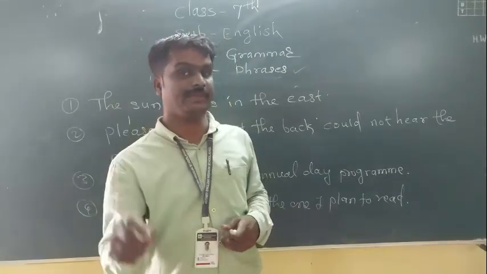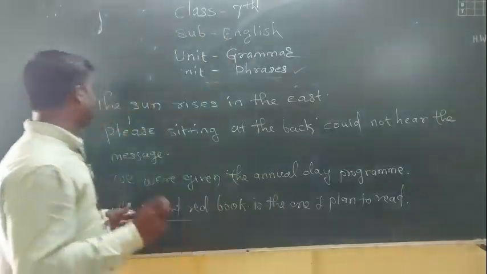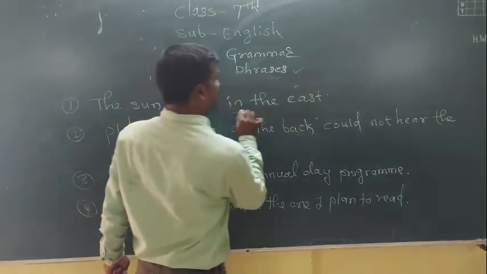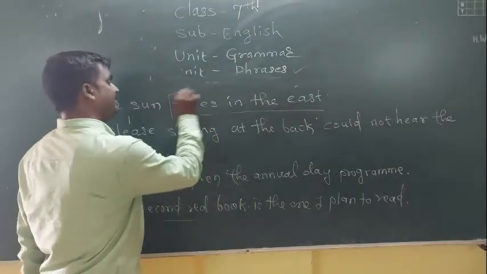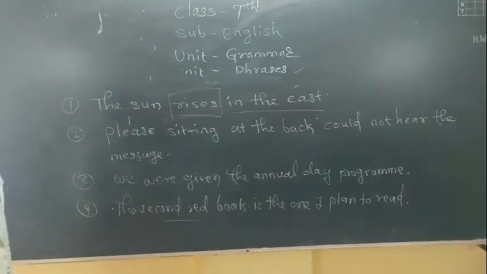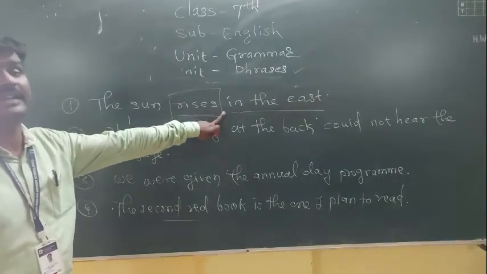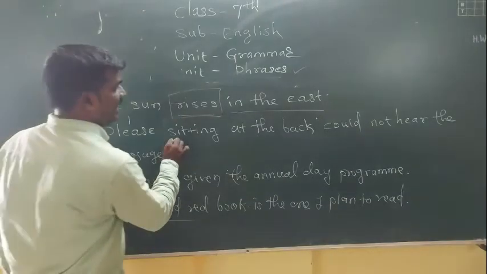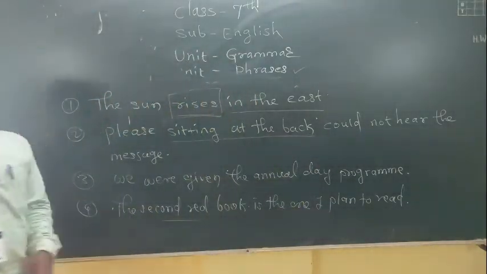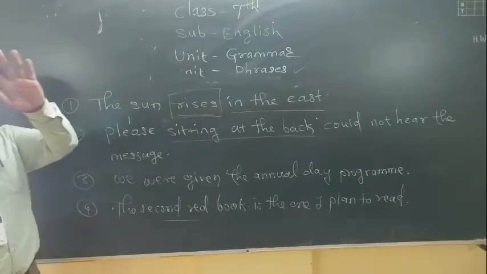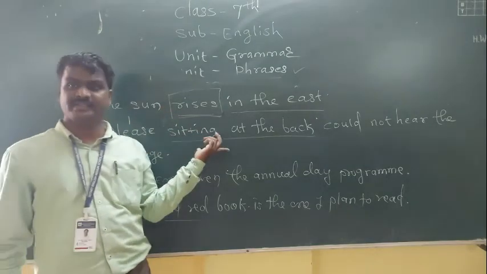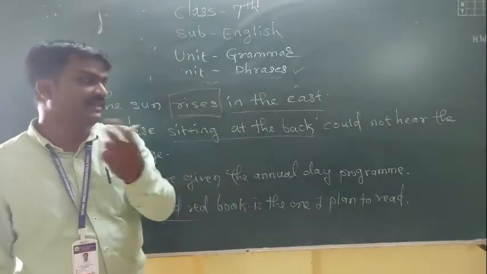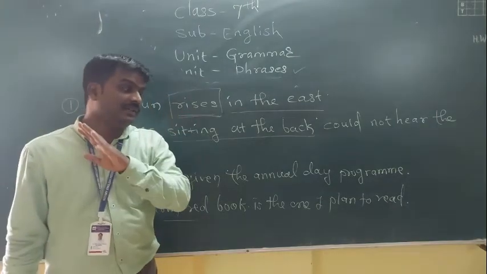Identify the phrase from this statement and state its type. This question is here. First line: The sun rises in the east. Here, "in the east" modifies the verb, and when a phrase modifies the verb, that is called an adverb phrase. This underlined phrase is an adverb phrase. Why? Because it modifies the verb. Second one: sitting at the back. Identify the kind of phrase here. Sitting at the back is a phrase, and what type of phrase is it? It is an adjective phrase because it modifies the noun.